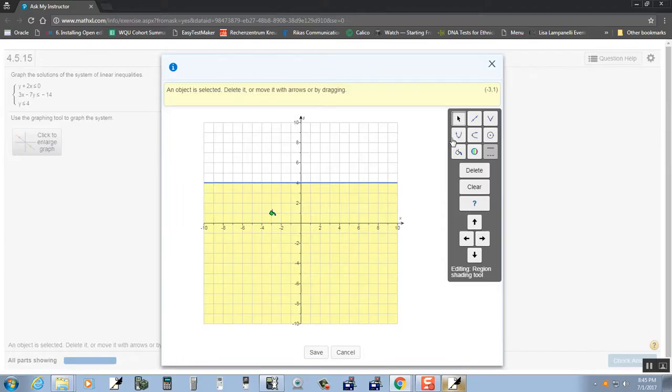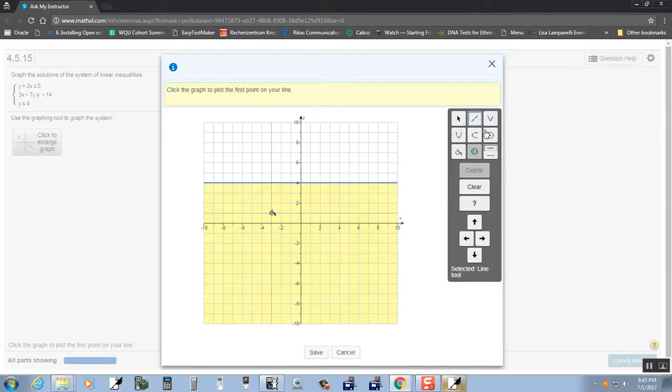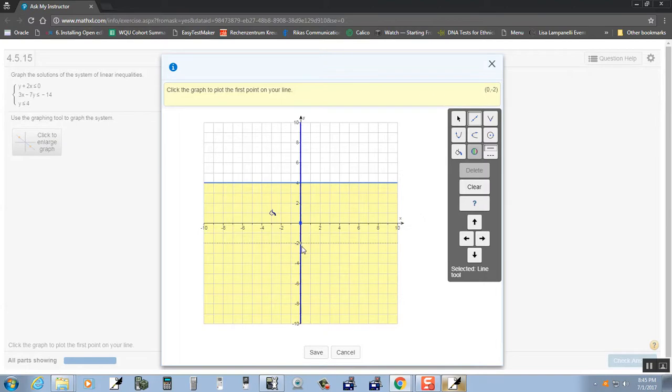We come over here, and we want our line again, but it's a less than or equal to, so it's solid. So that's fine. It's going to pass through here, our y-intercept 0. And our slope is negative 2 over 1, so we're going to go down 2, right 1. Like that.